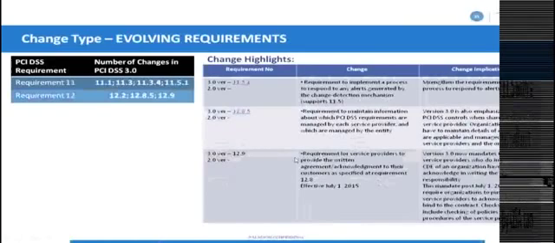Let's look at the last two points too. 12.8.5, requirement to maintain information about which PCI DSS requirements are managed by each service provider and which are managed by the entity. So, as I shared before, the Council is trying to bring in more clarity on the kind of agreement that an organization needs to maintain with its service provider.